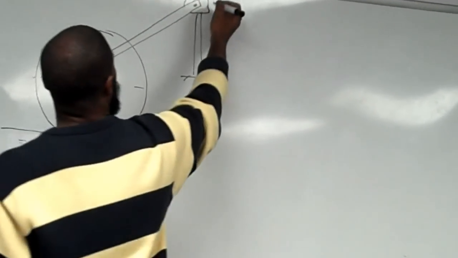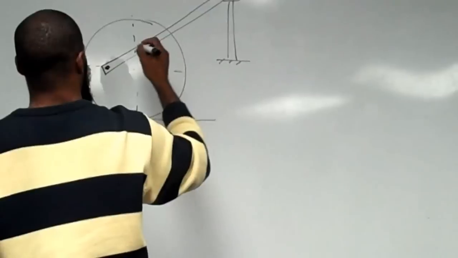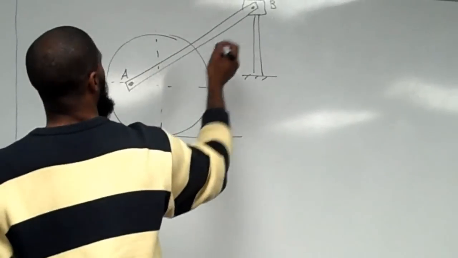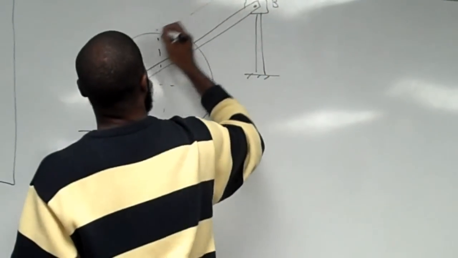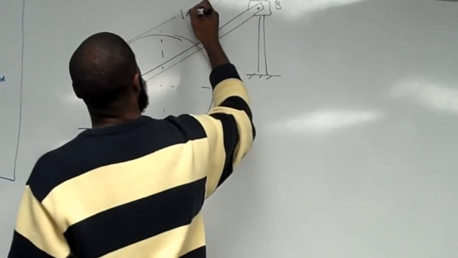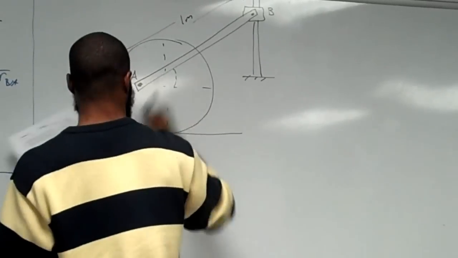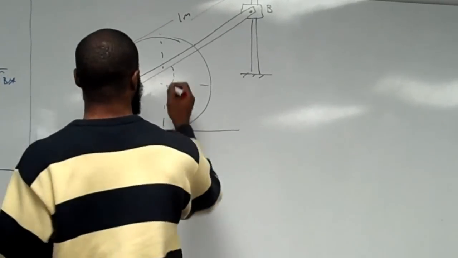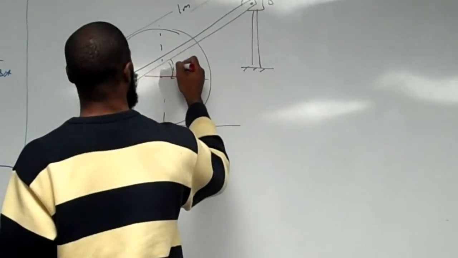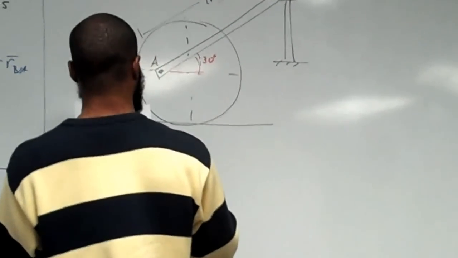Okay? We'll call this point B. We'll call this point A. We know the distance between here and here is 1 meter. Right? It's currently having an angle, different color, of 30 degrees with the horizontal there.